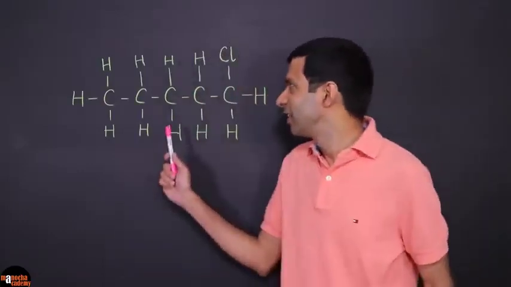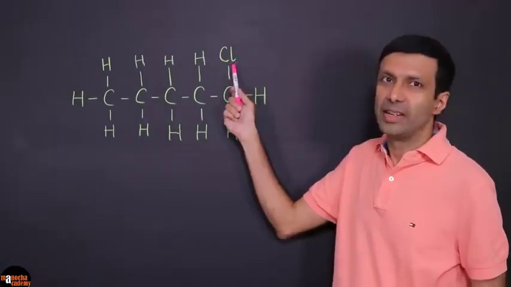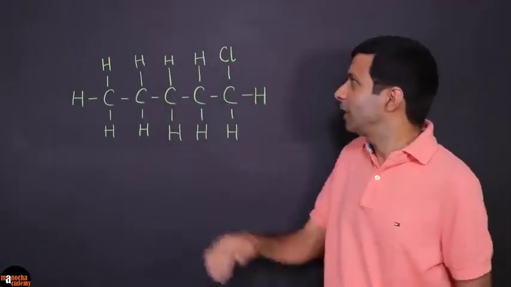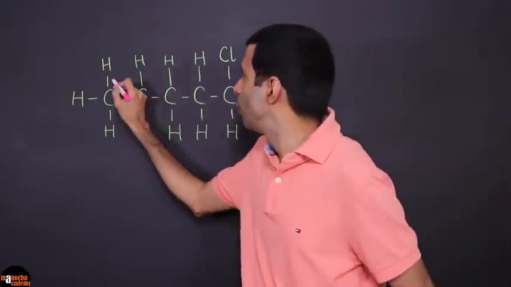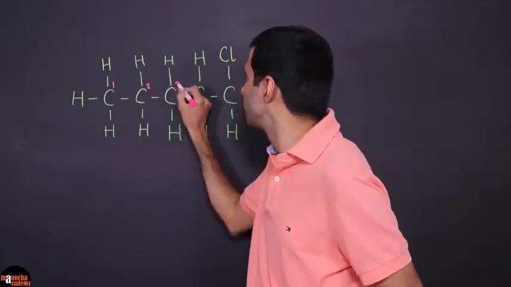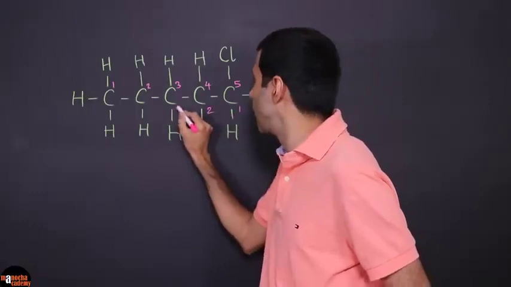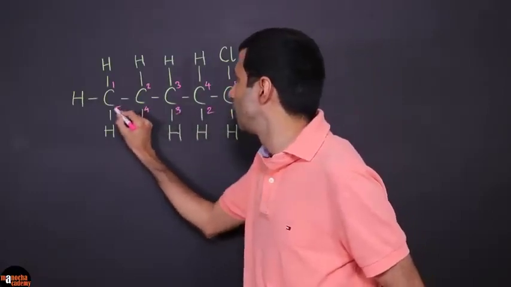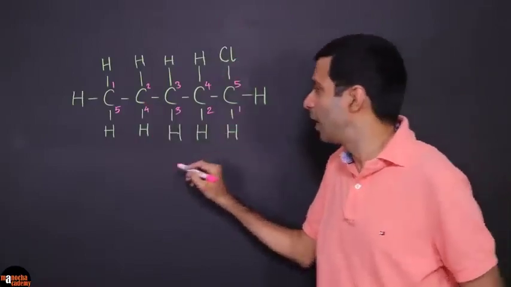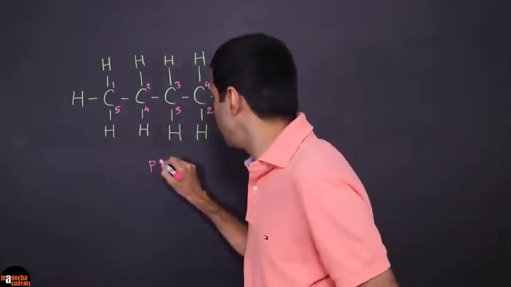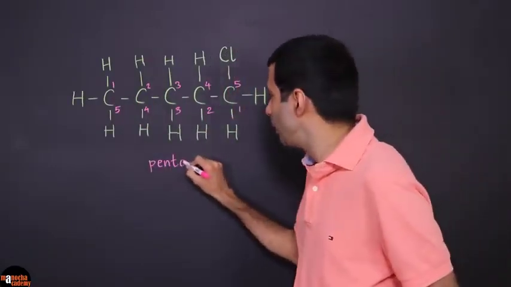Now let's take a look at this compound. What's interesting here is that there is a chlorine in here. But again, first ignore the chlorine and look at the longest continuous carbon chain. So let's go ahead and number it forward and backward. And we have 1, 2, 3, 4, 5 carbons. And I'm going to number it backwards also. So if we ignore chlorine, what is the basic name here? It's 5 carbon. So that's a pent. And as you can see, there are only single bonds here. So it's a pentane.